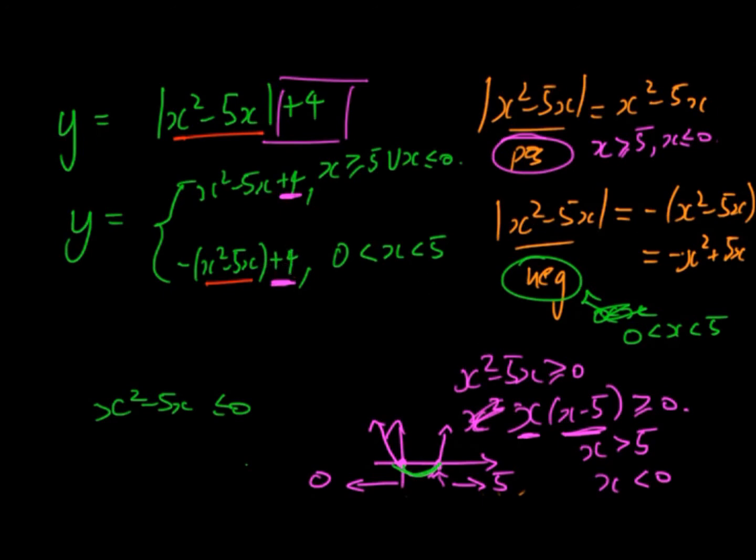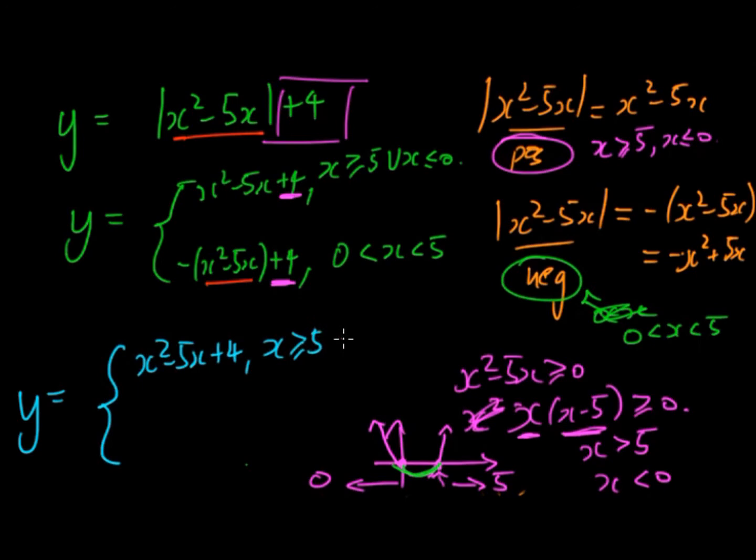So with the final result, we can say that y is equal to x squared minus 5x plus 4 when x is greater or equal to 5, union x is less than 0, or negative x squared plus 5x plus 4 when x is between 0 and 5.